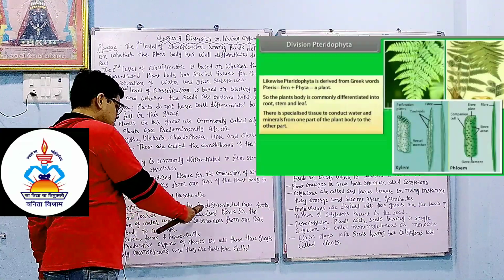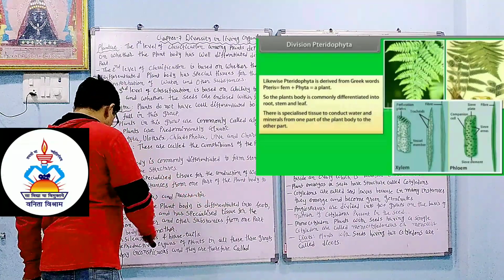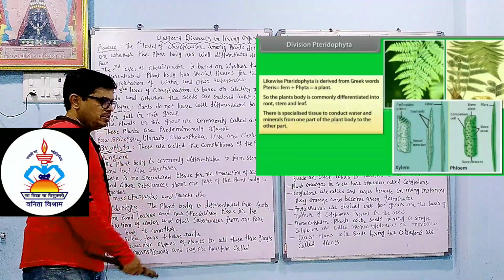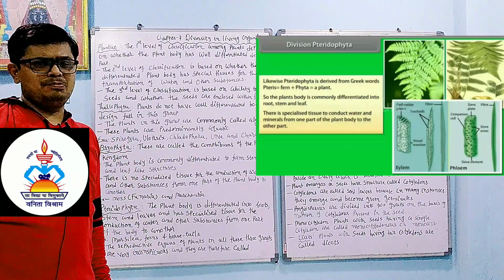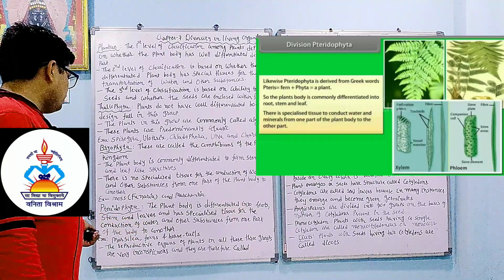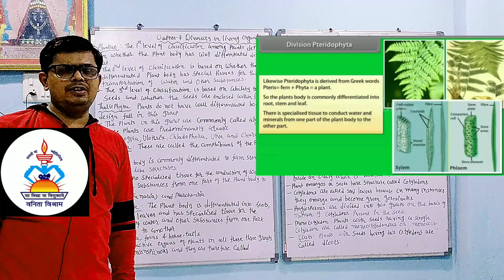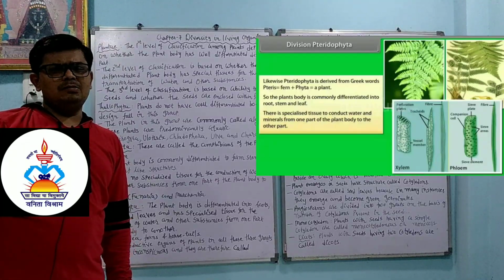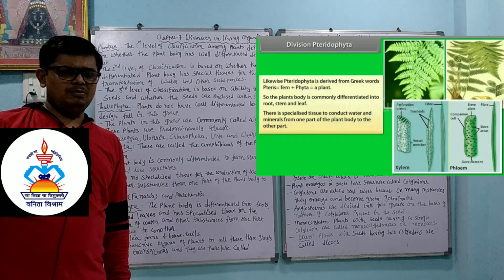Pteridophyta. The plant body is differentiated into root, stem and leaves and has a specialized tissue for the conduction of water and other substances from one part of the body to another. So Pteridophyta is the well developed type of plant. In that we can see distinct parts of the plant like root, stem and leaves, as well as xylem to carry the water and other minerals, and to carry the food and other material for the translocation process they have the phloem.